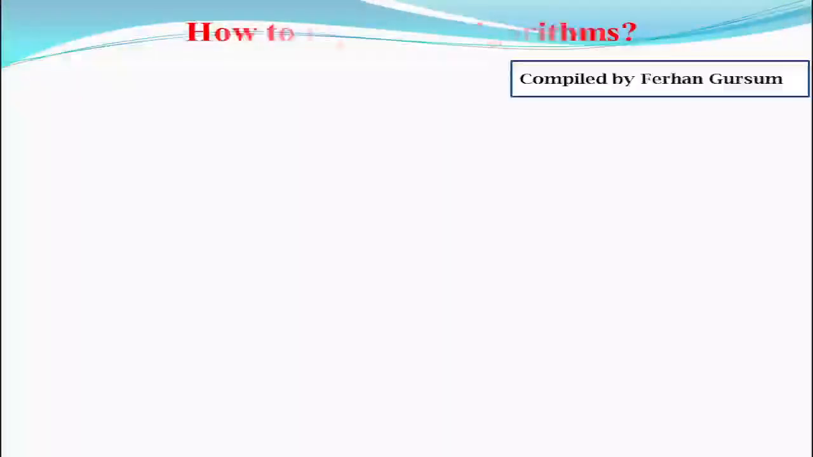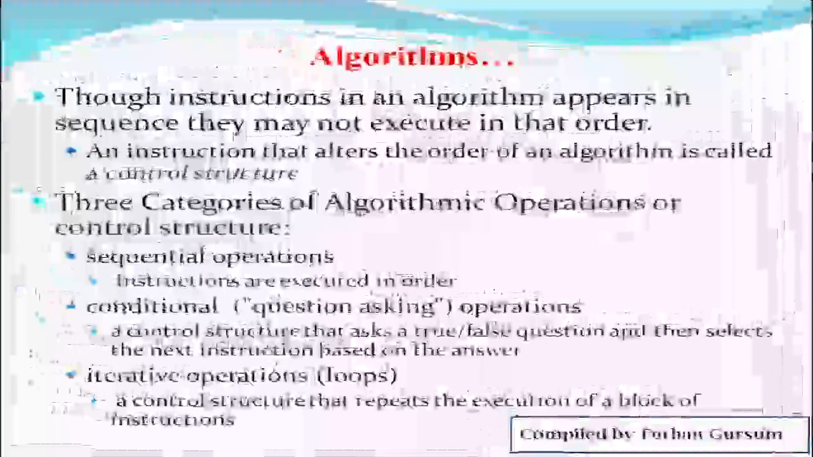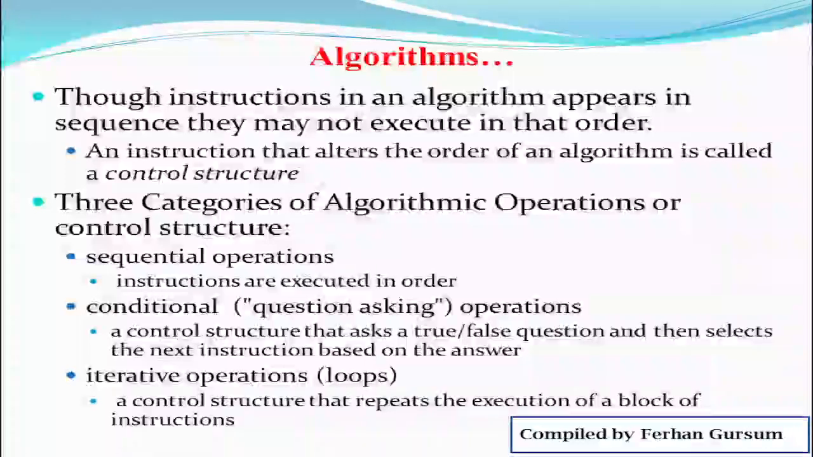When we say sequential operations, instructions are executed in order. Okay, sequential is what? Instructions are executed in what? In order. When we say conditional or question asking operation, a control structure that asks a true or false question and then selects the next instruction based on the answer. Okay, if this is true, then we will do this one, else that one. Okay, when we say iterative operation, it is loops. Which means when we say loops, it's about what? Repeating. Okay, a control structure that repeats execution of a block of instructions.